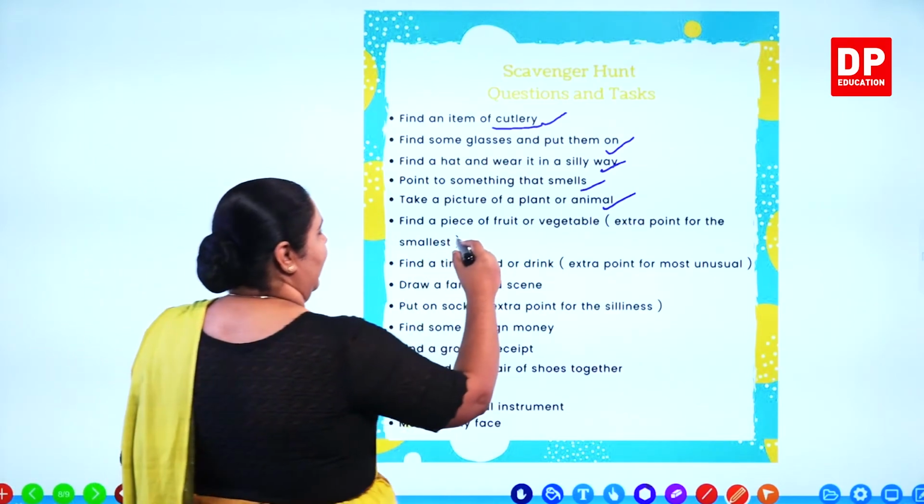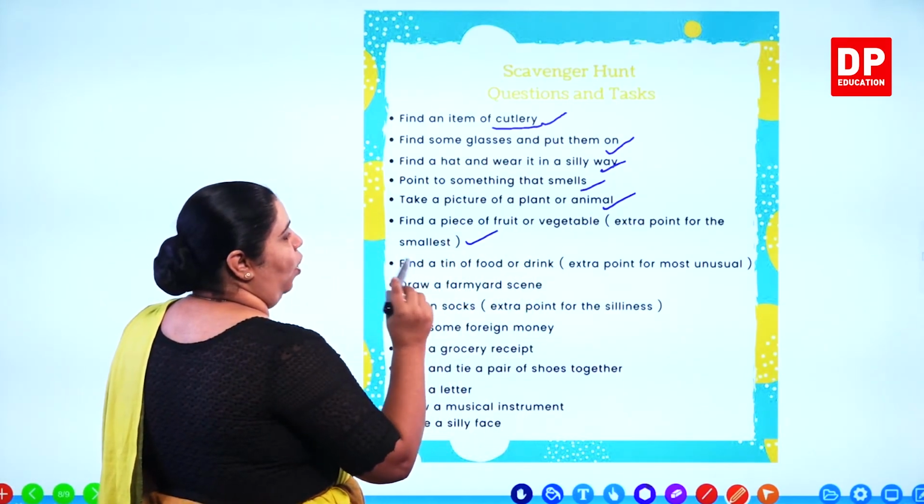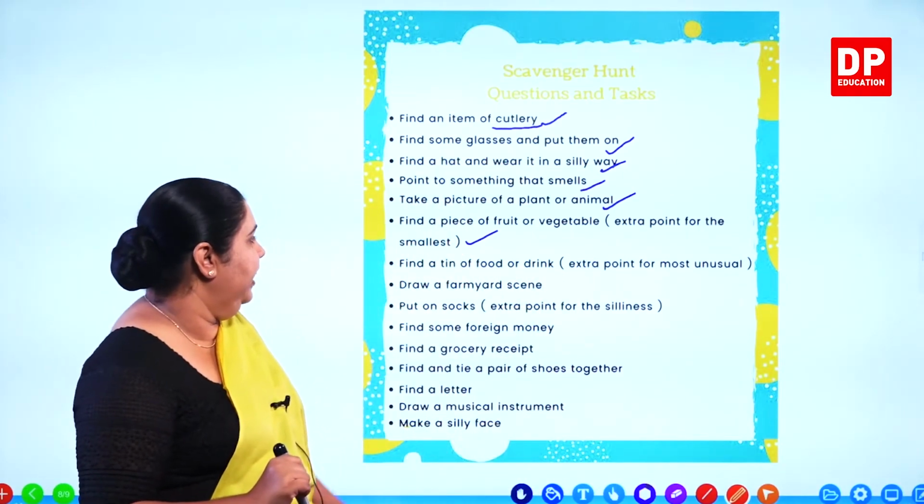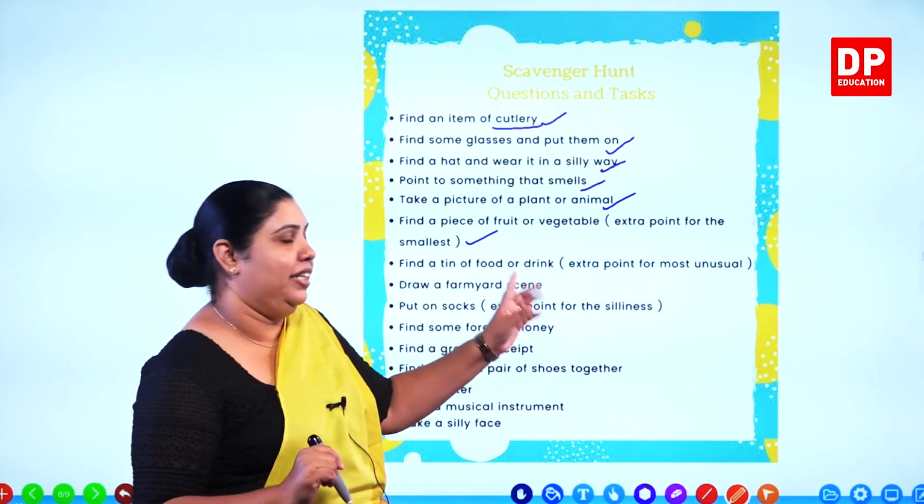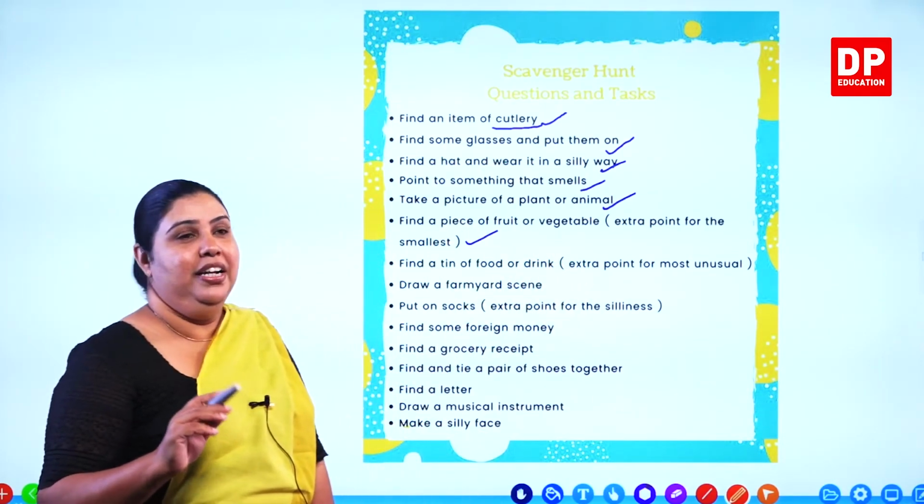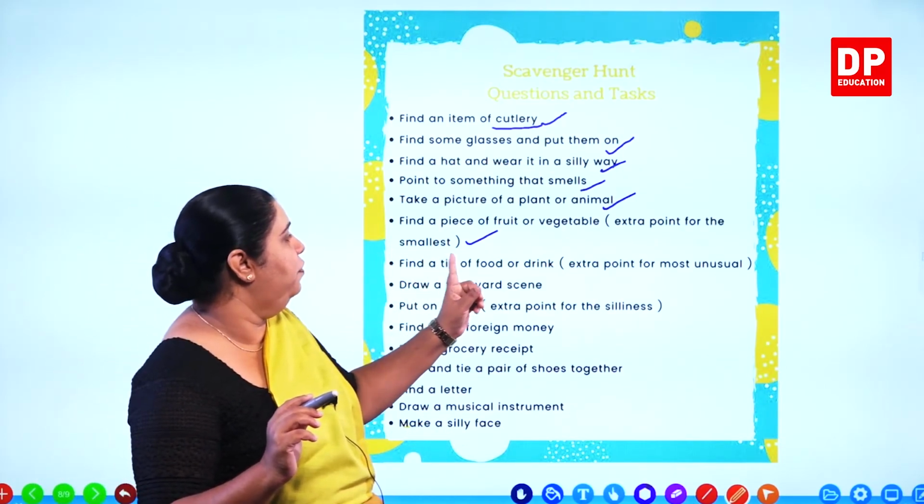Right, so we are done with that. Find a tin of food or drink. Now here they say extra point for most unusual. Now what is this? Find a tin of food or drink.